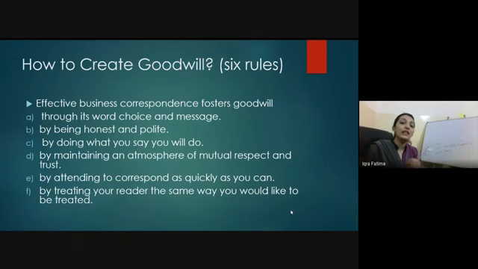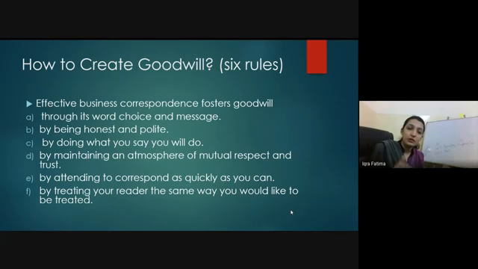The second thing is how we can create goodwill. We want a friendly environment and a mutual respect element in our communication, but how? The question is how. So there are 6 rules.